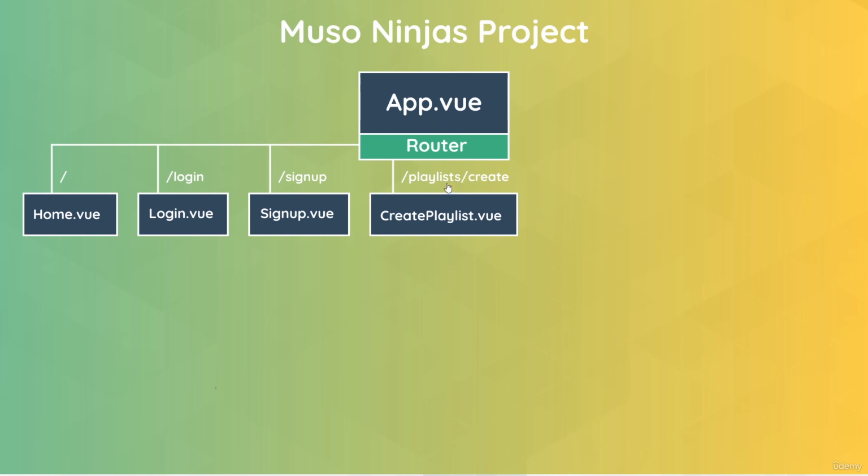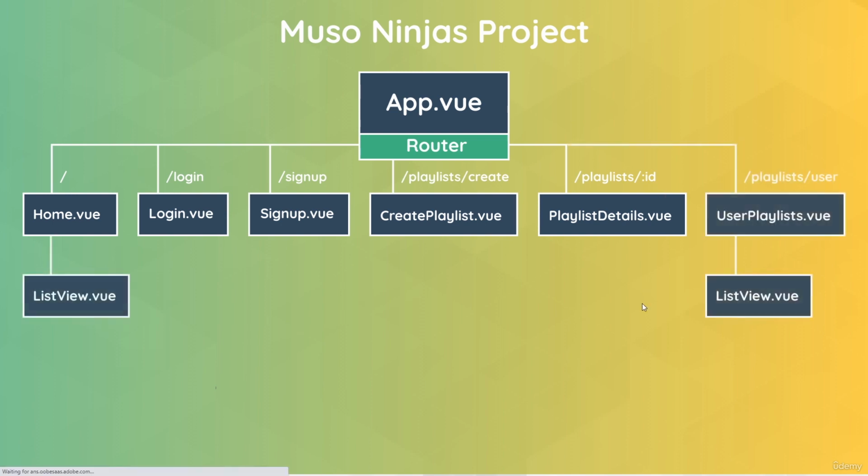And then we also have this route /playlists/create. That would be to create a new playlist. And we have also /playlists/ID to see a playlist's details, where this route parameter is the ID of that particular playlist. Now, after that, we're going to have /playlists/user, which will list all of your playlists. So if I'm logged in, it will show only my playlists that I've created and nobody else's.